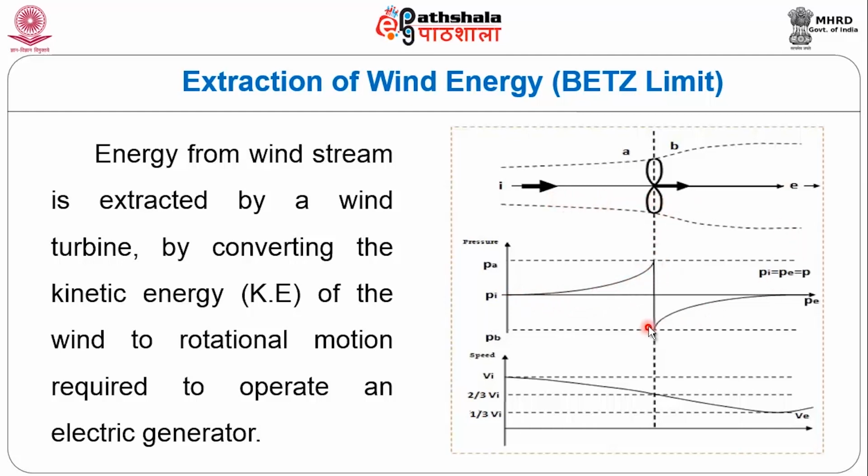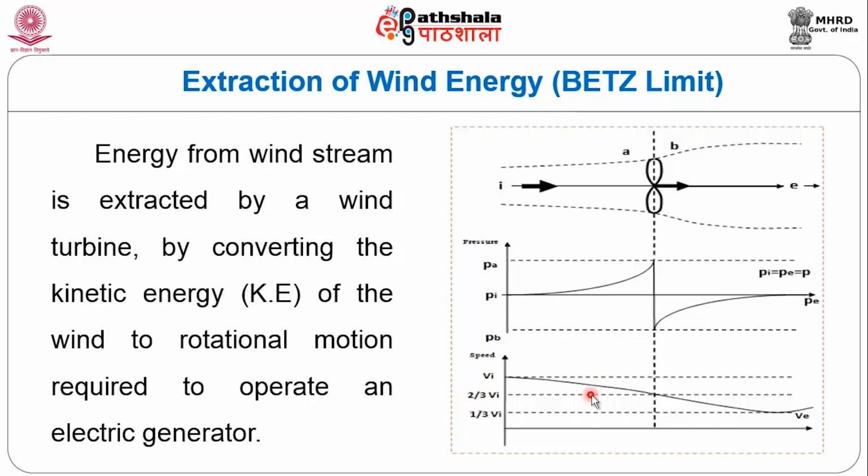In the downstream, the pressure kept on reducing, and here we see that it becomes atmospheric pressure, P suffix E. So, here P I is at atmospheric pressure, P suffix E is also at atmospheric pressure, and before the blade the pressure is increasing, and from this level in the downstream the pressure kept on decreasing. This is about the pressure profile.